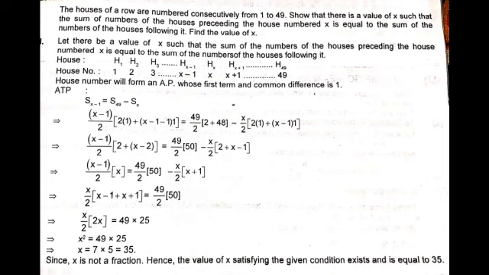Since x is not a fraction, the value of x satisfying the given condition exists and is equal to 35, that is, your house number is 35.